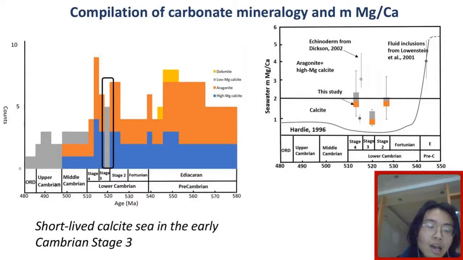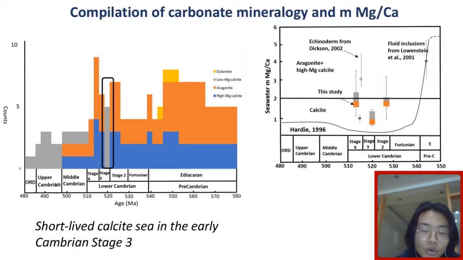We also calculate the molar magnesium-calcium ratio data of early marine cements based on elemental compositions. The box whisker plots show the data in our study. We could see the data in our study dips to only 1 in early Cambrian stage 3, before rising up again to 4 in early Cambrian stage 4. Generally, our data show the molar magnesium-calcium ratio shifted from aragonite sea to calcite sea in early Cambrian stage 3, but then back to aragonite sea again in early Cambrian stage 4.